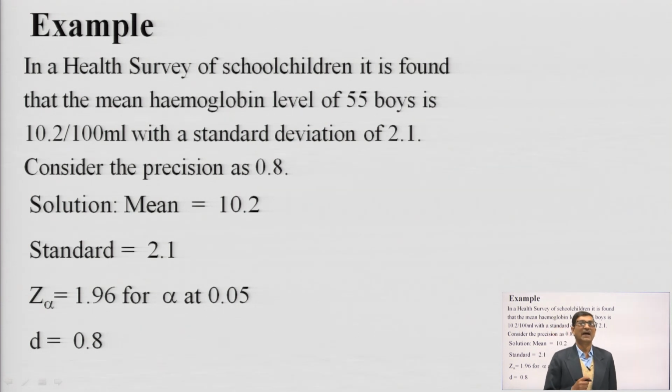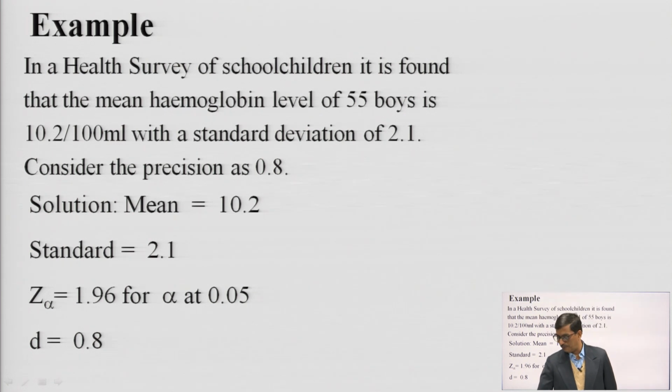For example, in a health survey of school children, it is found that the mean hemoglobin level of 55 boys is 10.2 per 100 ml with a standard deviation of 2.1, and consider the precision is 0.8. What will be the sample size for this study? So, in this example we have mean equal to 10.2, standard deviation is 2.1, and we know the value of Z for 5% level of significance is 1.96, and the precision in this example d equals 0.8.